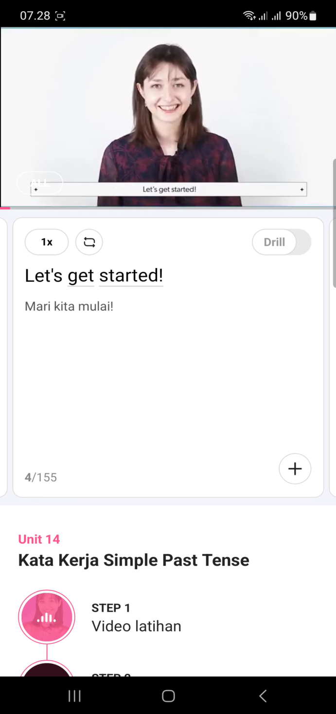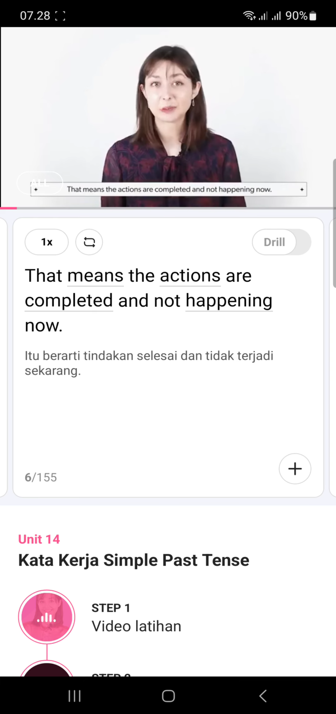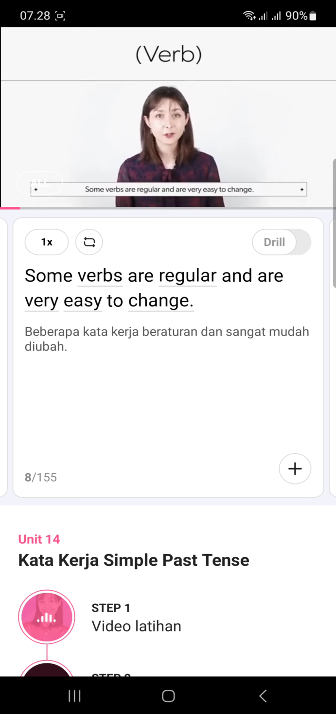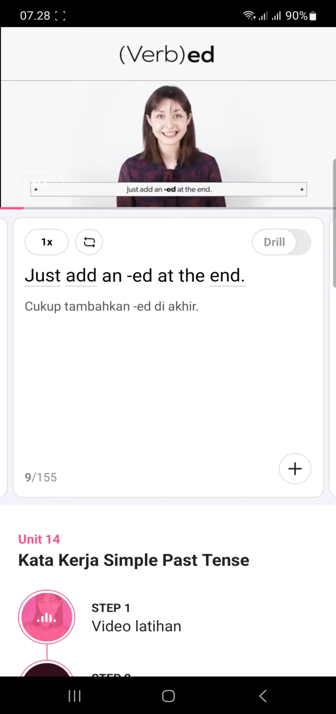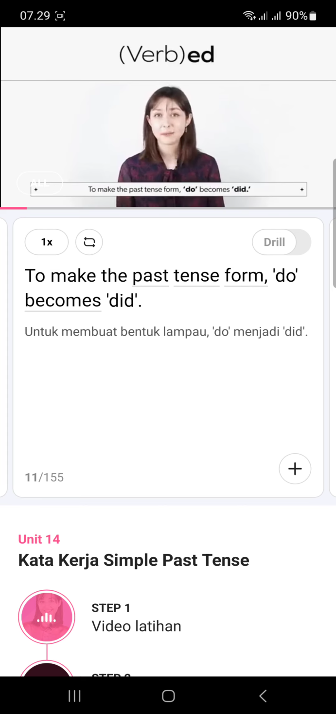Let's get started. Changing verbs into the simple past tense means that you can talk about actions that happened in the past. That means the actions are completed and not happening now. The past tense form of verbs is the same no matter what the subject is. Some verbs are regular and are very easy to change. Just add an ed at the end. Other verbs are irregular, so you have to memorize the past tense form. To make the past tense form, do becomes did.